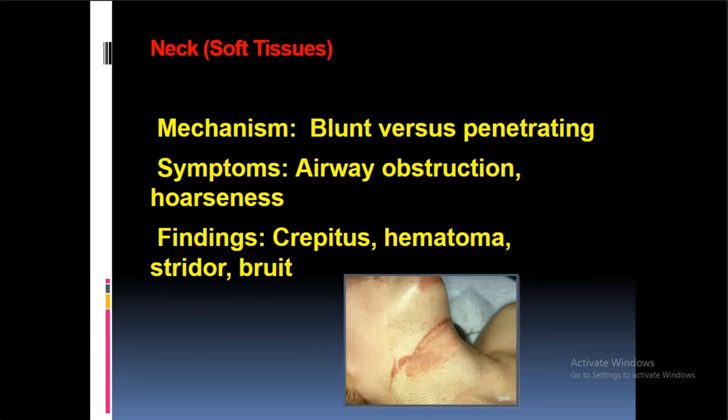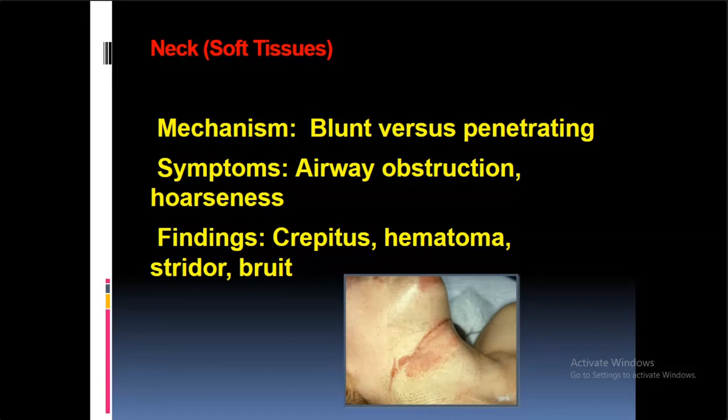After the head I go to the neck and look for soft tissue injury, blunt versus penetrating, whether there is an obvious injury, and symptoms of airway obstruction. The patient breathes with stridor, meaning there is neck trauma, blunt trauma that caused an injury to the trachea or something, with hoarseness in voice. Findings to look for are crepitus, hematoma, stridor, or bruit. These are the four main things related to the neck: crepitus in the neck, hematoma in the neck, stridor when he is speaking, and bruit.